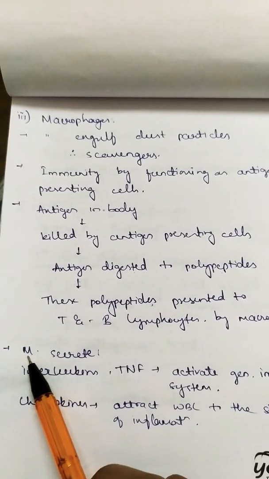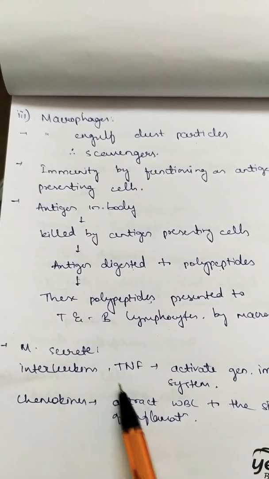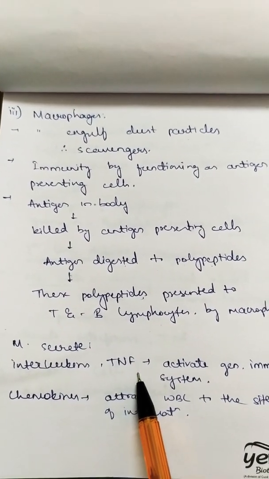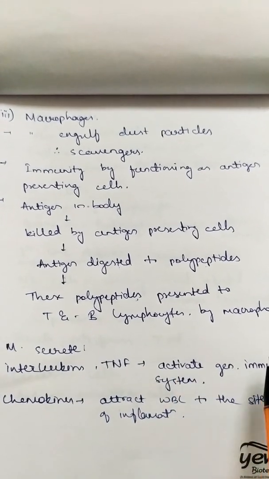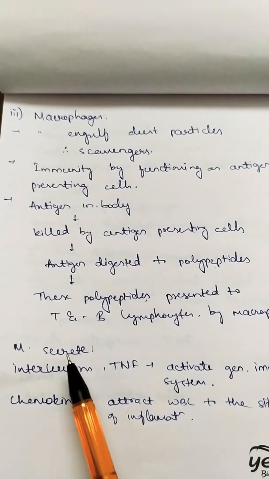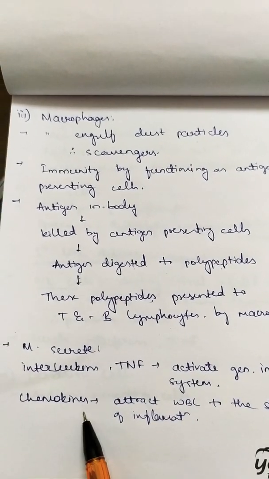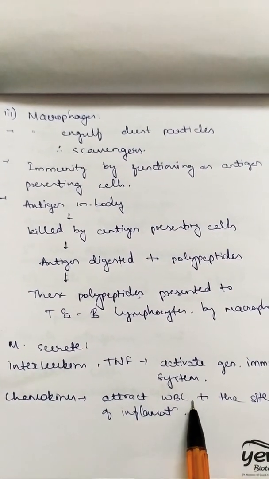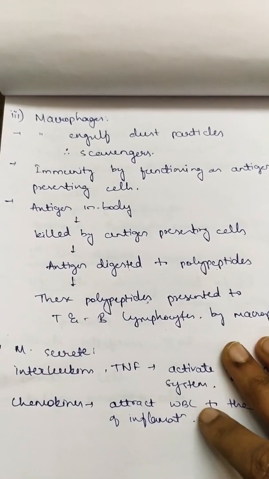Also, macrophages secrete interleukins and tumor necrosis factor. This in general activates the general immune system of the body. They also secrete chemokines. Chemokines attract WBC to the site of inflammation.